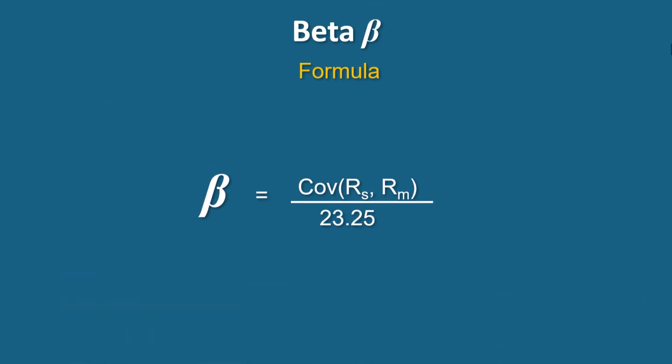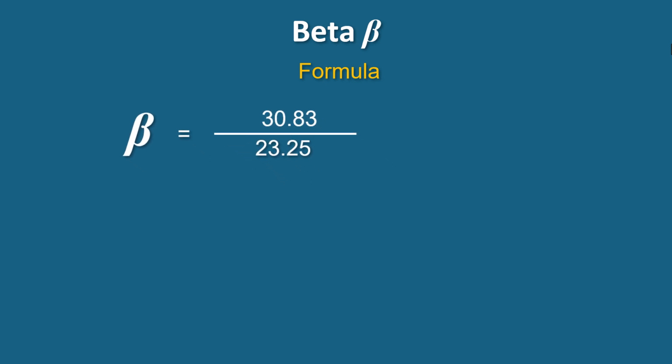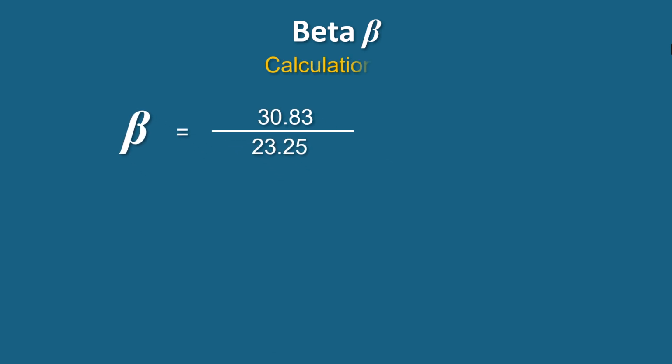Now we have both parts of beta's formula. Covariance equals 30.83 and variance equals 23.25. Beta equals 30.83 divided by 23.25 equals 1.33. Congratulations, we have successfully calculated beta, 1.33.